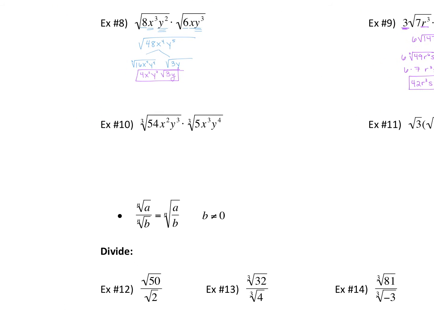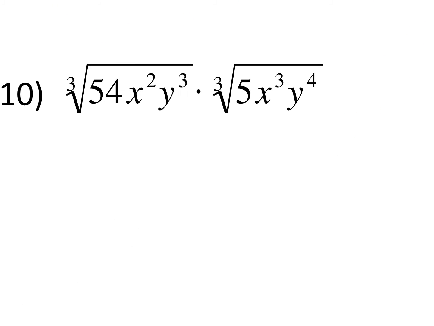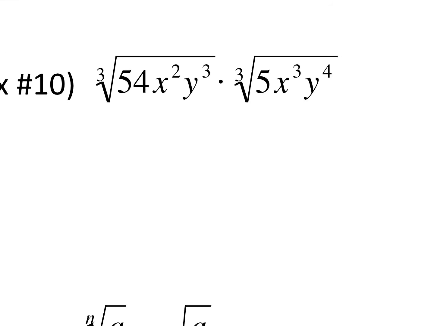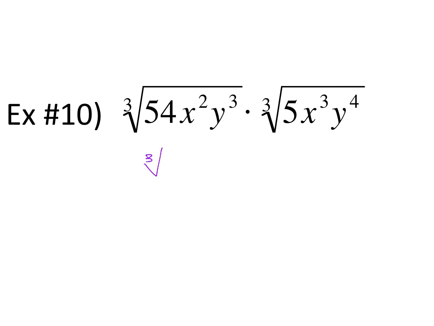Okay, number 10. Notice this is cube roots. Okay, so we need things that are divisible by 3 with our exponents. But the first thing we're going to do is multiply it all together. So it's going to be a cube root. So 54 times 5 gets us 270. X squared times x to the third would be x to the fifth. Y to the third, y to the fourth would be y to the seventh.